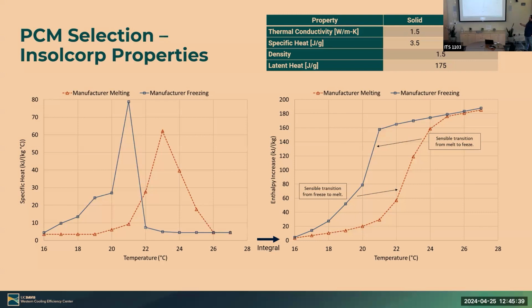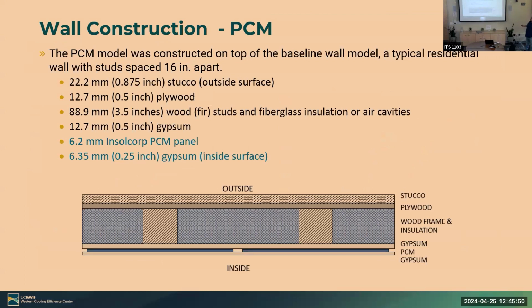This was a discovery made about halfway through the project, and it was the source of a lot of trials and tribulations, especially with the base Energy Plus model, which I'll discuss later. As for the actual wall construction, as I mentioned, it's the exact same wall as the baseline. We just added an Insul Corp PCM panel to the outside and then another layer of chips. So if you look over here, it's just PCM and then chips.